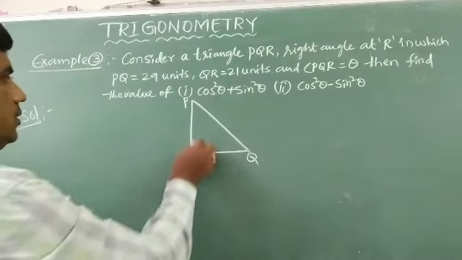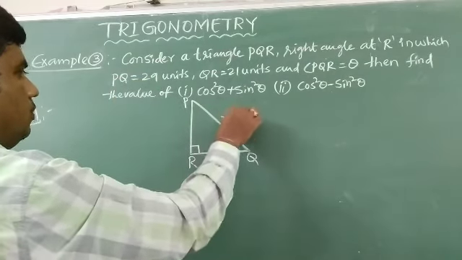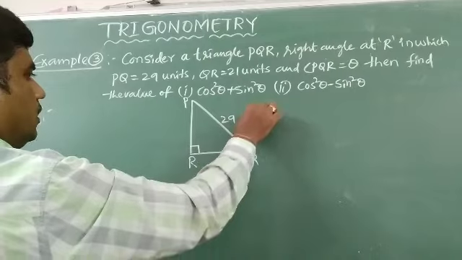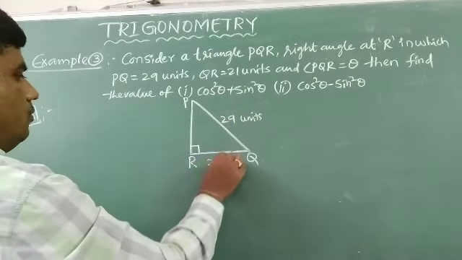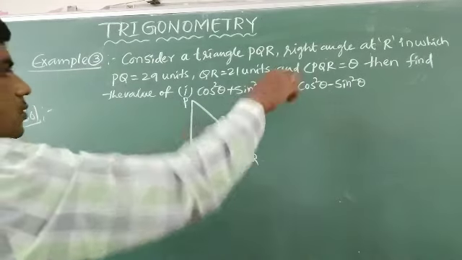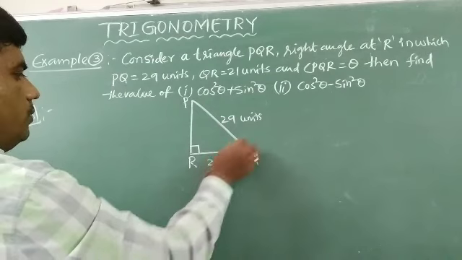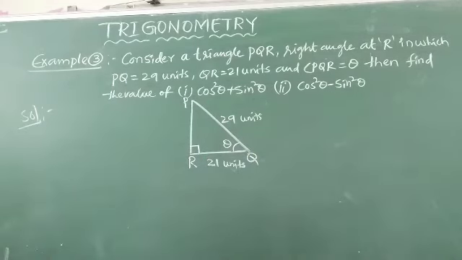Next, PQ length is given, which means the hypotenuse is 29 units. Next, QR length is given, that is 21 units. Next, angle PQR, this one, is angle theta. Then we have to find cos square theta plus sin square theta and cos square theta minus sin square theta.